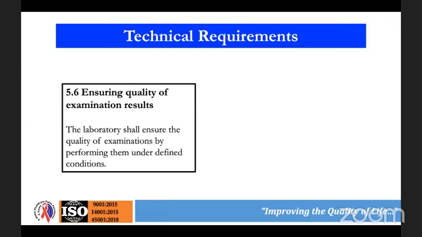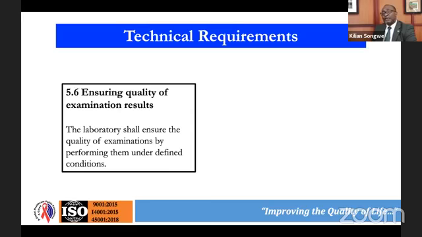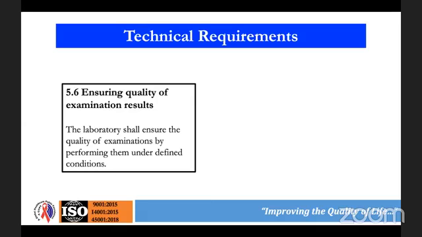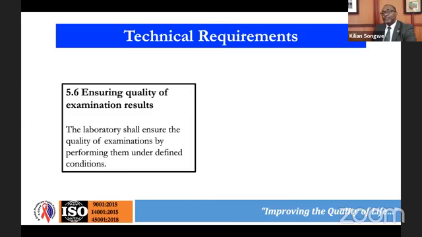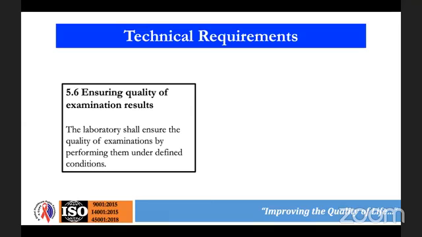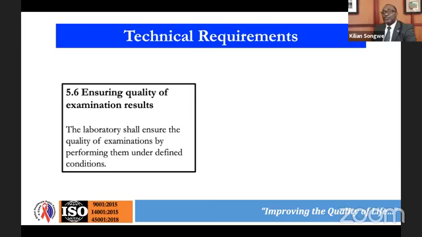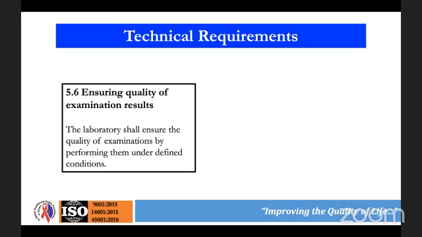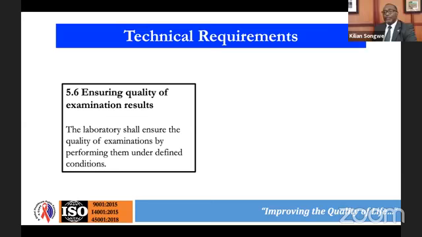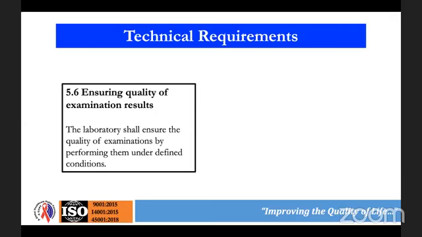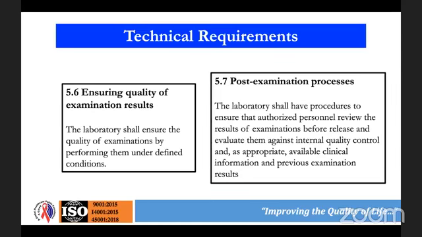And then we have 5.6 of ISO 15189, which actually looks into ensuring the quality of examination results. In looking at quality of examination results, this is very big because it actually determines whether the actual result is going to be useful or whether there is error in that result. The laboratory shall ensure the quality of examination results by performing them under defined conditions. The conditions must be known. The technical personnel actually executing the test must be competent in doing the test.